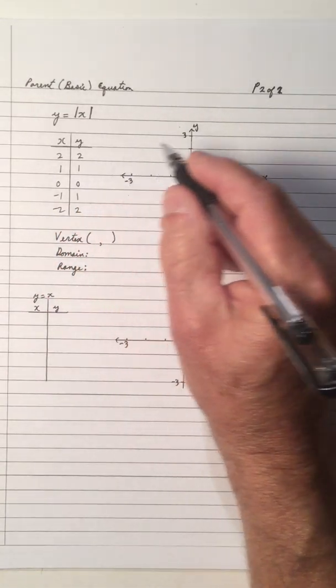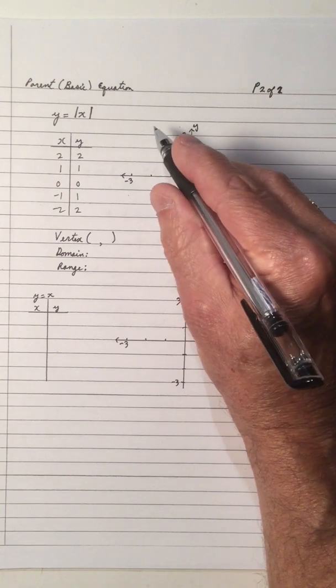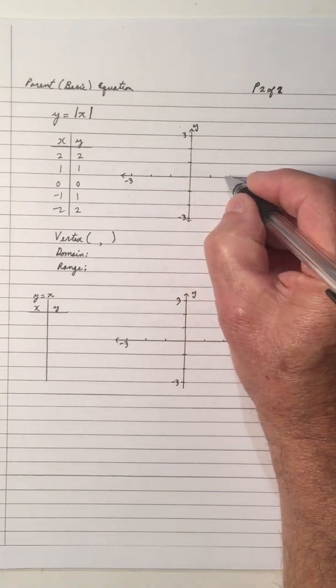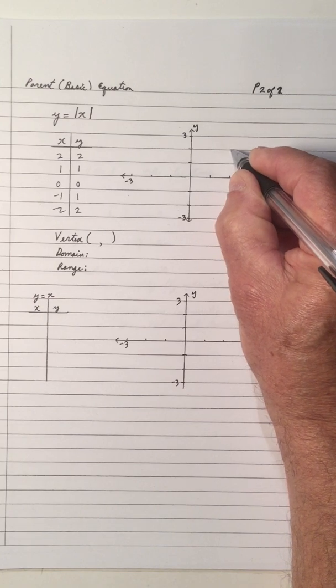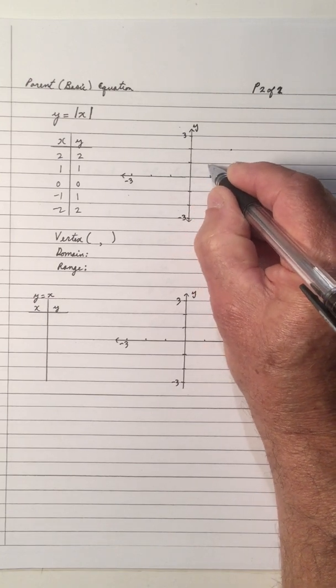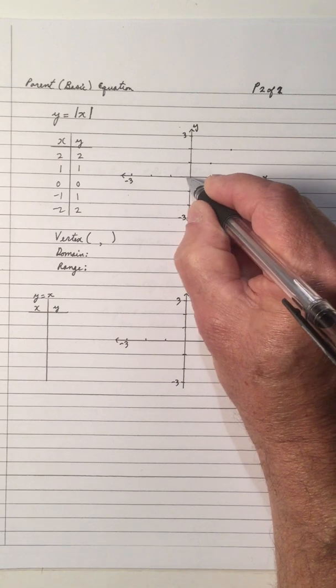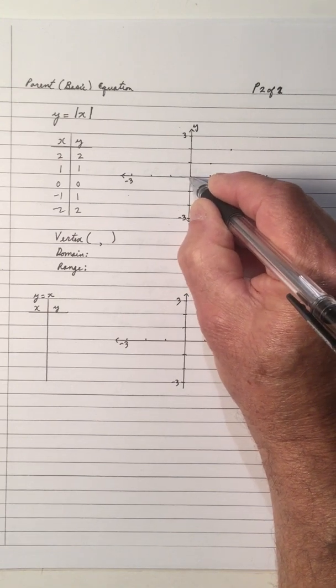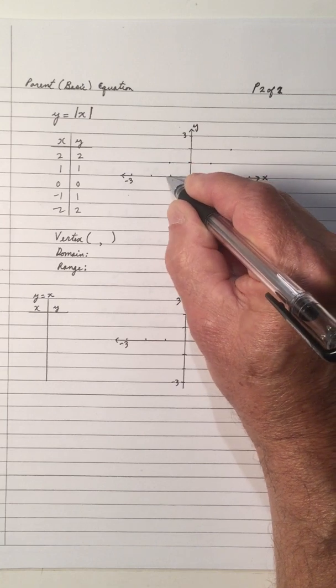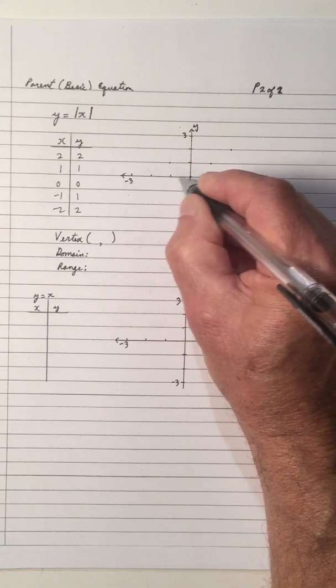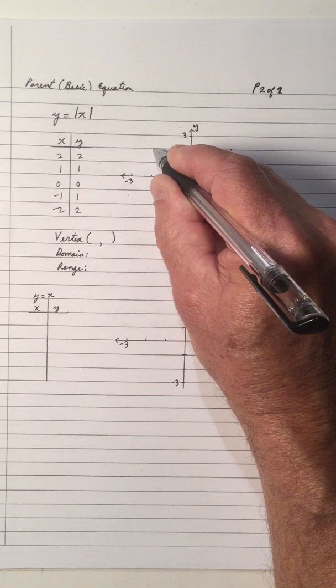And so we're going to graph that. The absolute value of 2 gives me a 2, x is 2, y is 2, x is 1, y is 1, x is 0, y is 0, x is -1, y is 1, x is -2, which is right here, y is 2.